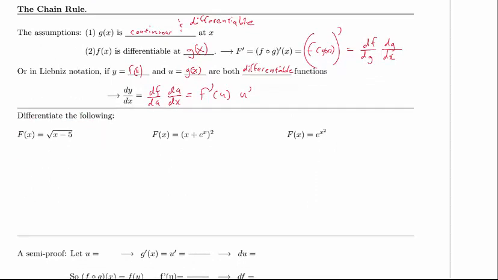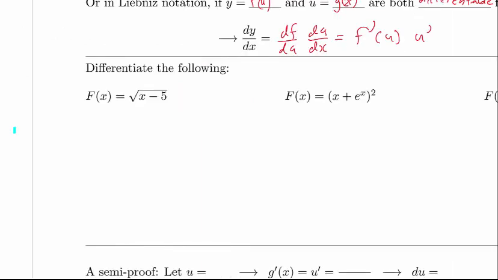Square root of x minus 5. How do we do it without having to go through the formal definition of the derivative? Well, first we identify the inside function, which I will be highlighting in yellow here. And let's go ahead and write that. We're doing our let u equal x minus 5.